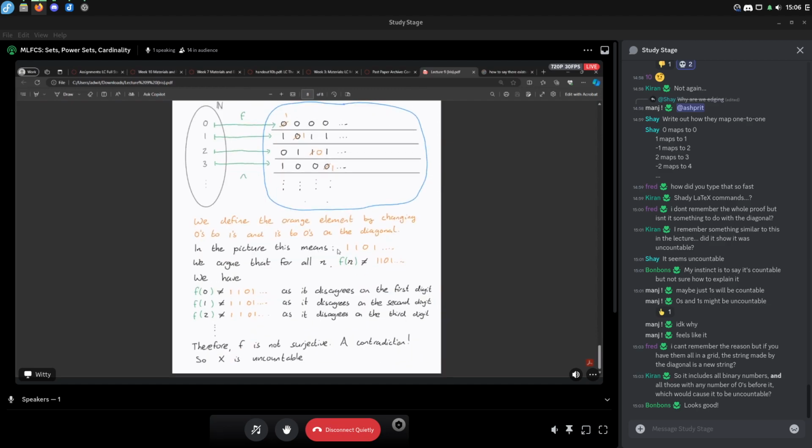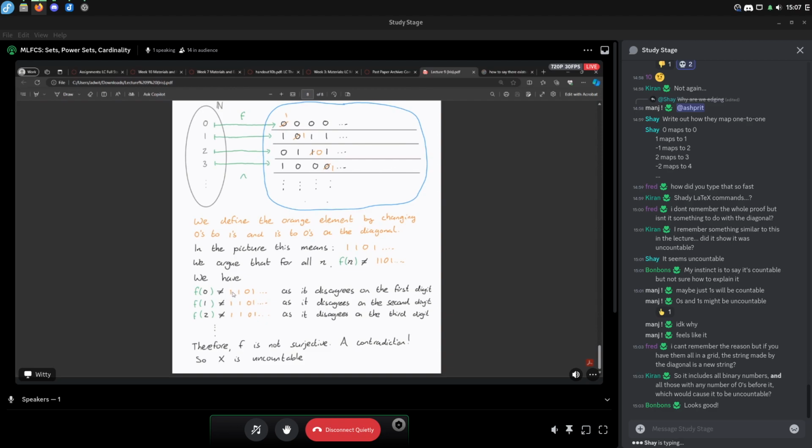In this picture, if we have 1, 1, 0, 1, and so on, we can argue that for all n, for every single value, if we apply the function, it's not going to be equal to what we had. And therefore, f of 0 is not going to be equal to what we had originally if you look at the top. It disagrees on the first digit, and then all of them would disagree because it's diagonal.